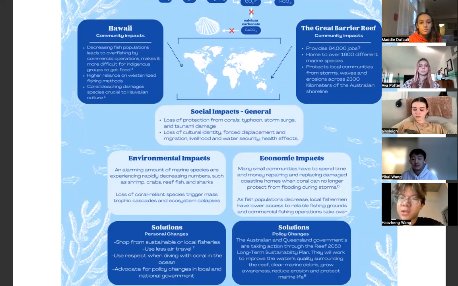And climate change has caused some damage from the social perspective. The first is that it leads to an increase in the vulnerability of the coastal communities and the corals, and the people will suffer from typhoon, storm surge, and tsunami damage. And moreover, it will change the lives of millions of individuals, especially the poor ones, and they will continue to experience different challenges in terms of loss of identity and food, displacement and migration. And some livelihoods and water security will be damaged too.